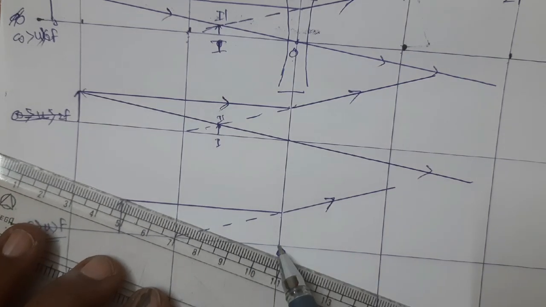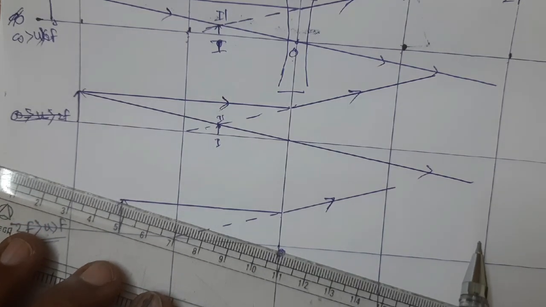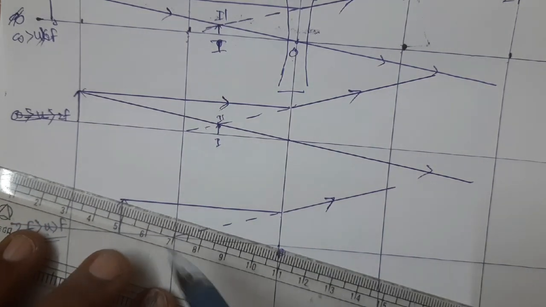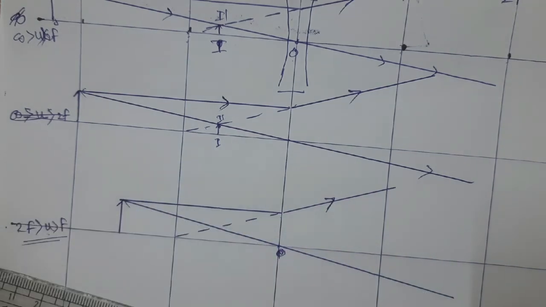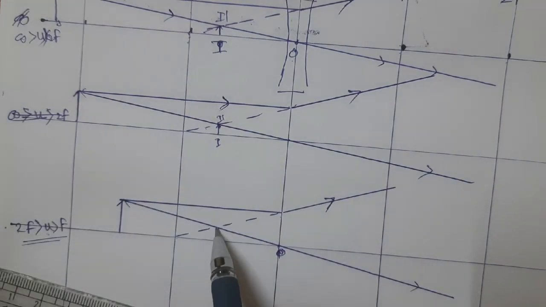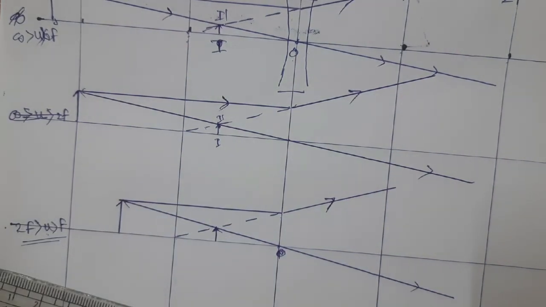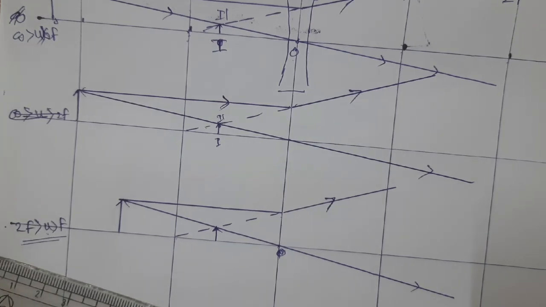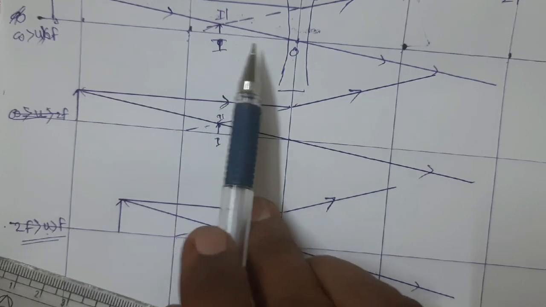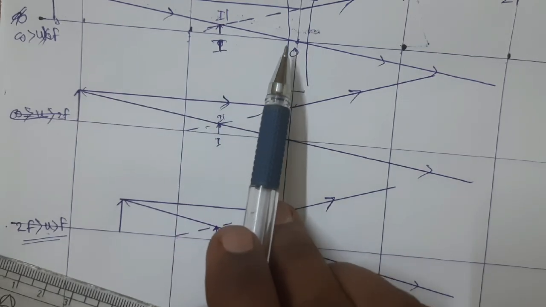And the ray which is traveling towards the pole travels undeviated, correct? Therefore this is the ray, and here there will be the image. Now you may carefully observe that slowly the image is traveling towards the pole.